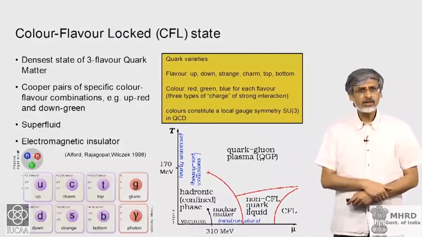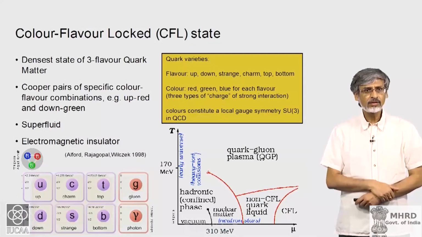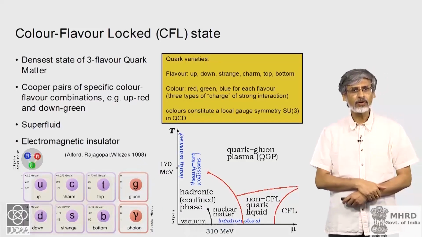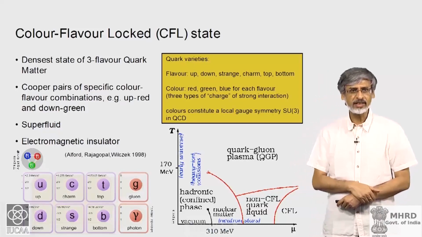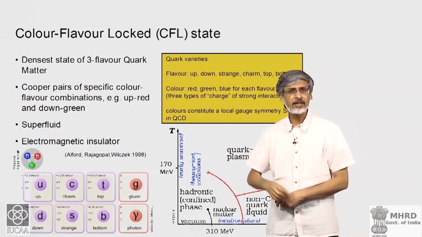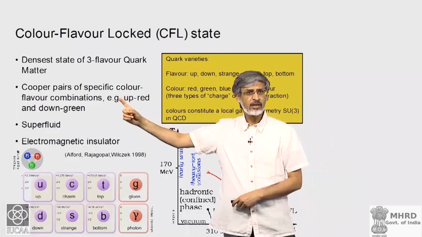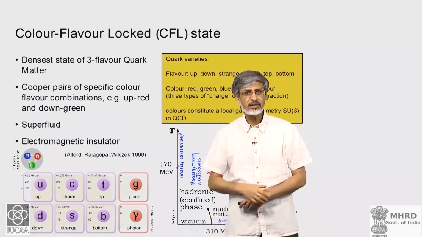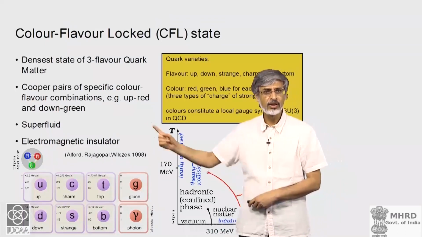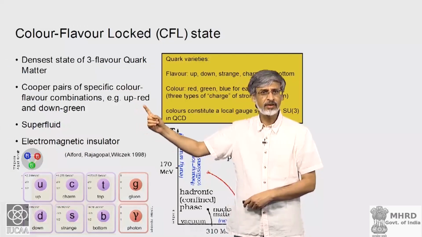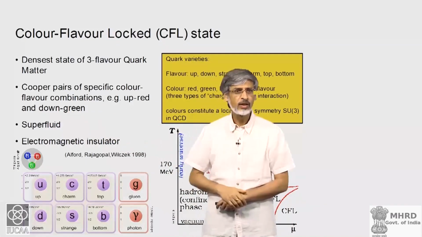Now, these quarks can also form something called a color flavor locked state, which is a paired state. This is the densest state of 3 flavor quark matter. So, here you have Cooper pairs of specific color flavor combinations, for example, an up and red quark and a down and green quark and so on.